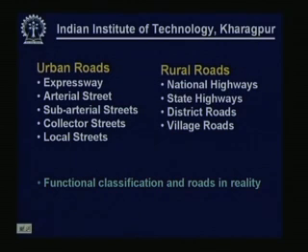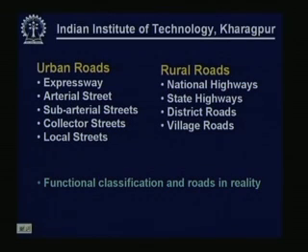Now, a natural classification is the urban system and the rural system, because they are predominantly different. So, a broad classification is urban roads and rural roads. Again, urban roads are classified as expressway, the highest order of road, which is predominantly for long distance traffic. Higher speed is expected, greater access control is expected, and no parking or waiting is allowed along the road.